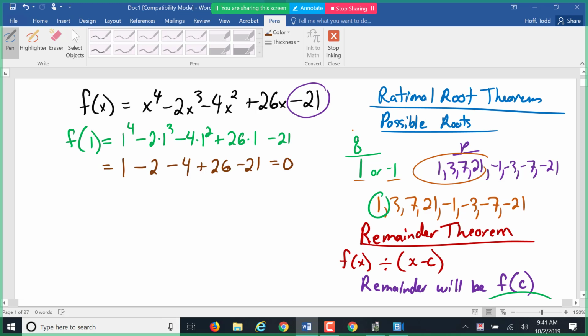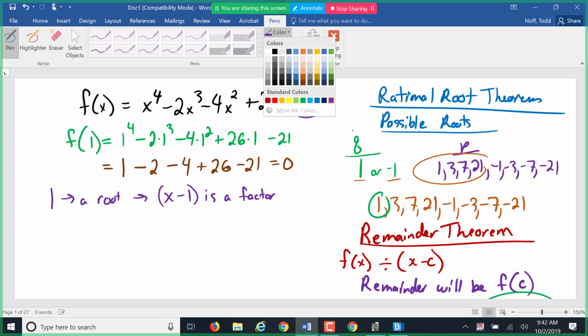So I get 1 is a factor. Or sorry, 1 is not a factor. I should say 1 is a root. So that means x minus 1 is a factor. So we've got one factor.